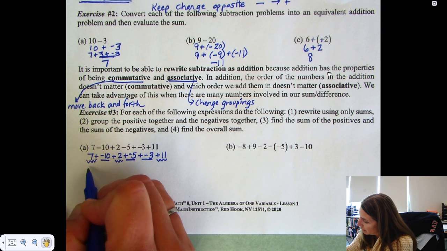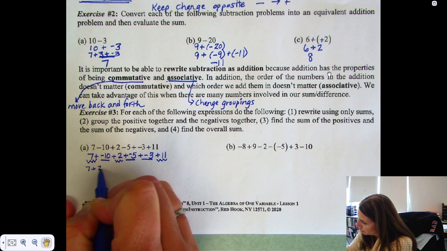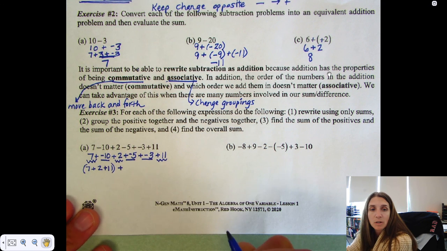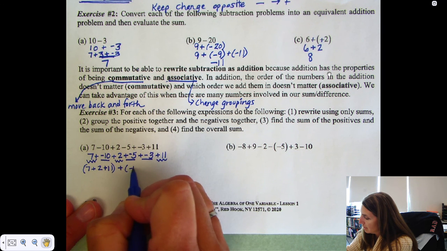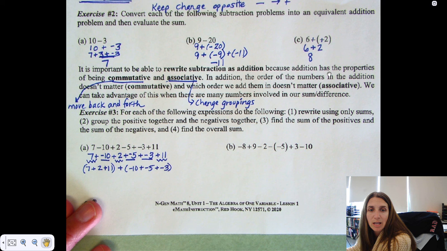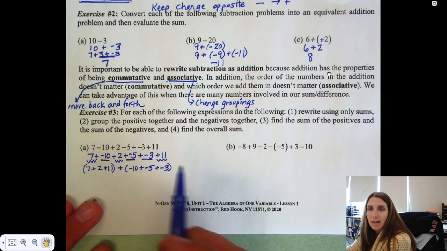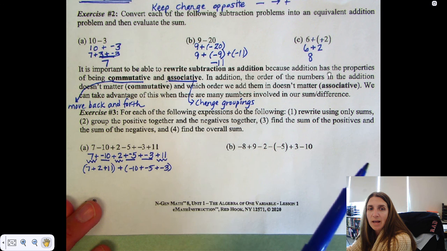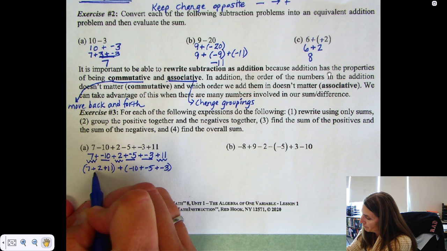So here we go. 7 plus 2 plus 11. And I'm going to put them in a group together. Plus negative 10 plus negative 5 plus negative 3. And putting them in a group together. Find the sum of the positives and the sum of the negatives.